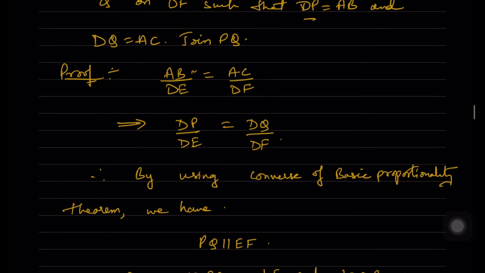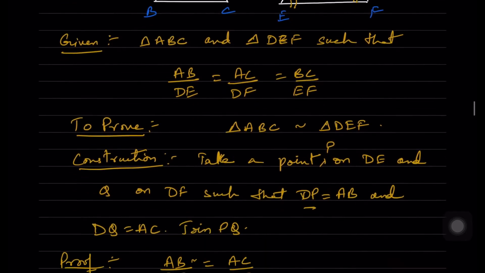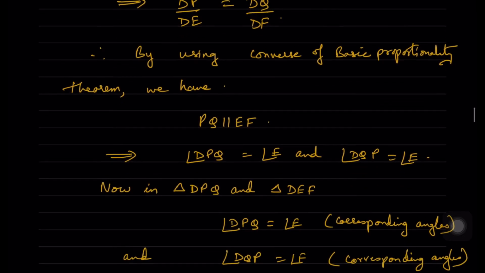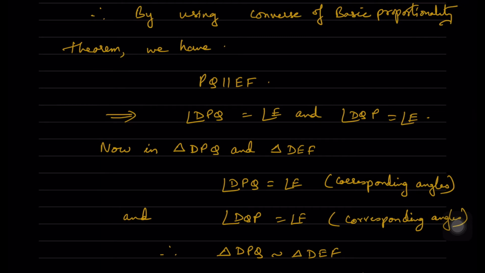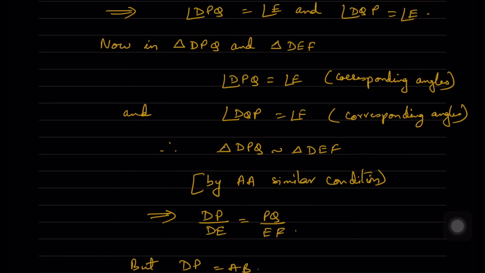That is, you have already seen here AB by DE is equal to AC by DF, and also DP by DE is equal to DQ by DF. So by using the converse of the basic proportionality theorem, you can tell that PQ is parallel to EF. So from that we get that the corresponding angles are equal. So can you tell that triangle DPQ is similar to triangle DEF? Because from the AA similarity criteria, you can tell that these two triangles are similar.